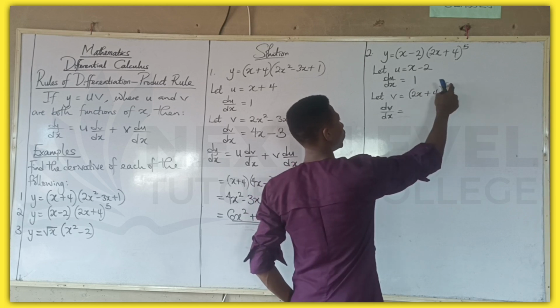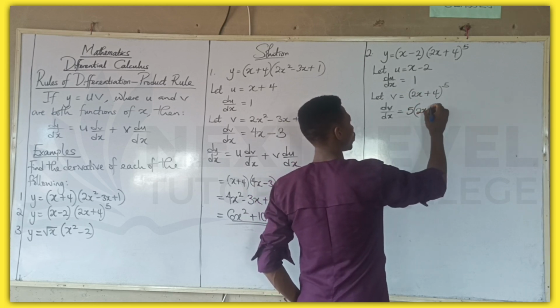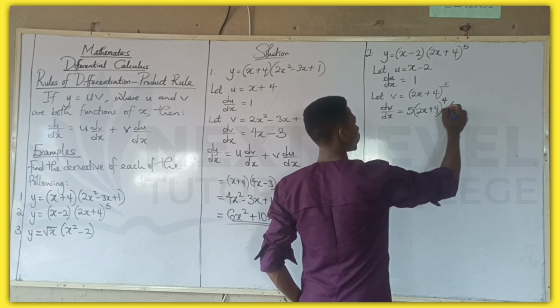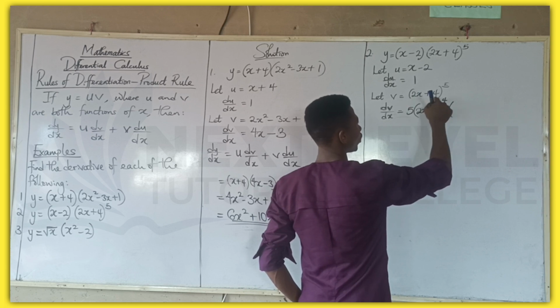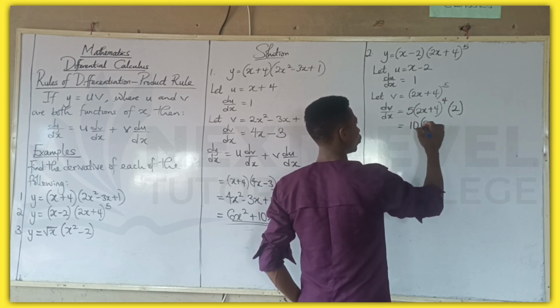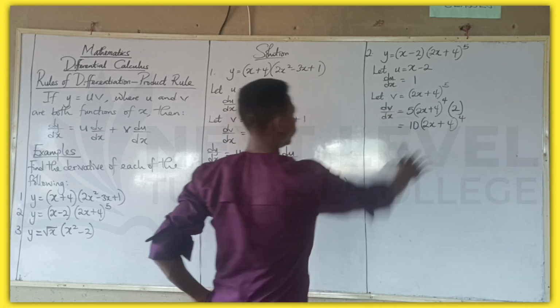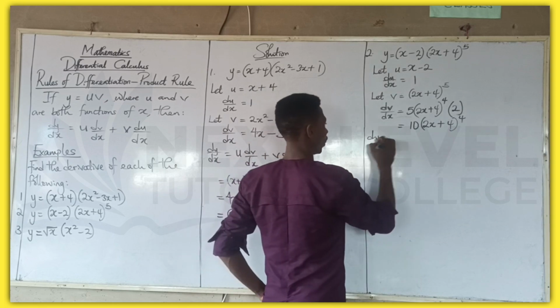find the derivative. The power here will become the coefficient here. So we have 5 into 2x plus 4 raised to the power 5 minus 1, 4, times the derivative of this. If we differentiate 2x plus 4, we get 2. So 5 times 2 is 10. So we have 10 into 2x plus 4 raised to the power 4. That is dv/dx here.